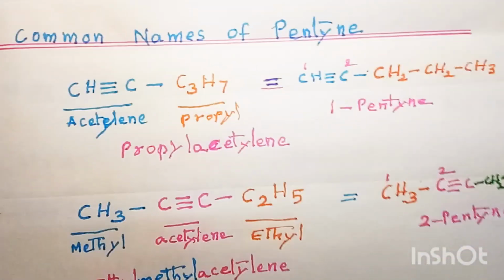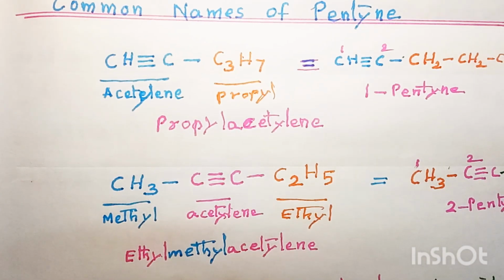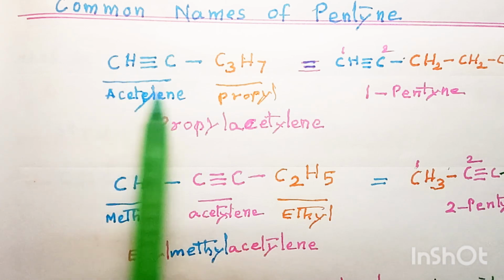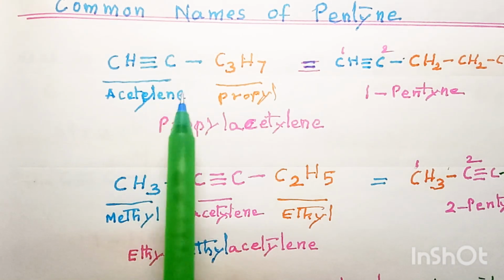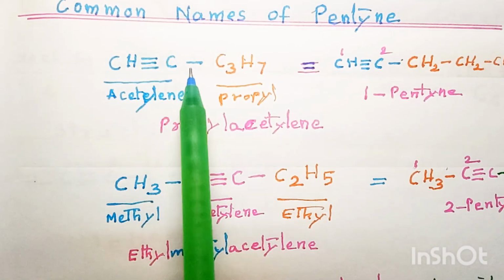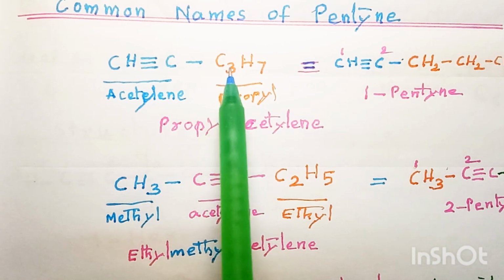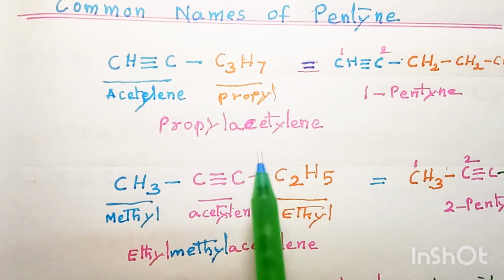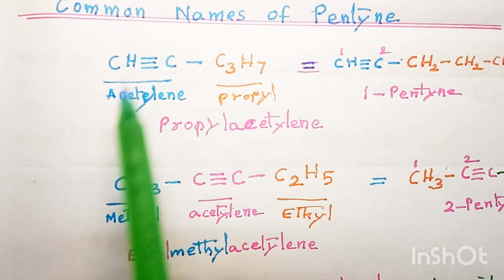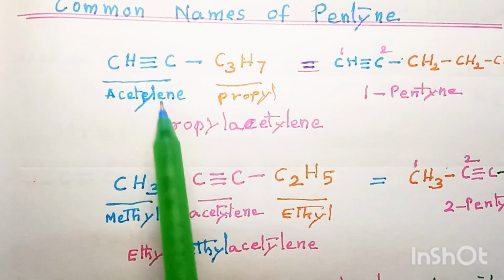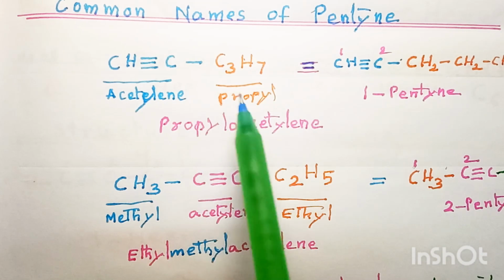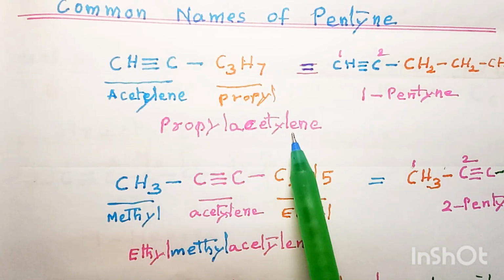Let's see the common names of pentyne. So we can draw the condensed structure. CH, triple bond C, single bond C3H7. This portion is acetylene. CH triple bond C is acetylene. C3H7 is propyl. So it is called propyl acetylene.